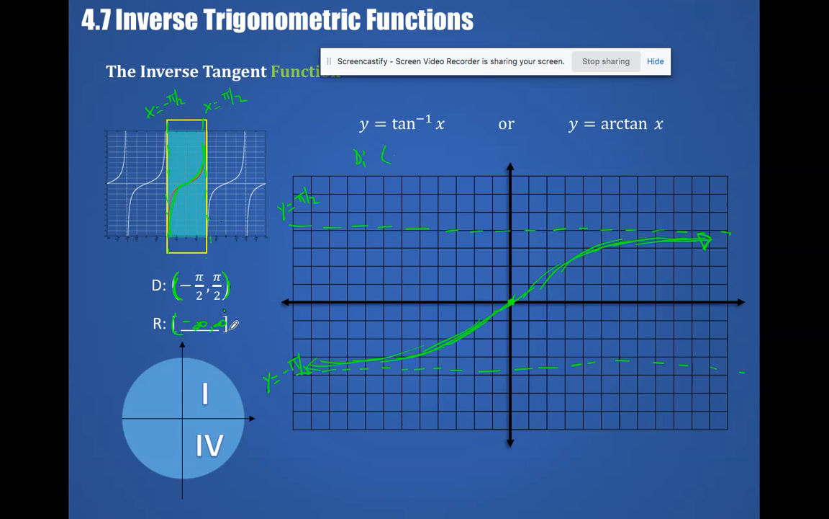Those cannot be. And what is the range of inverse tangent? The whole domain, right? Pretty cool.